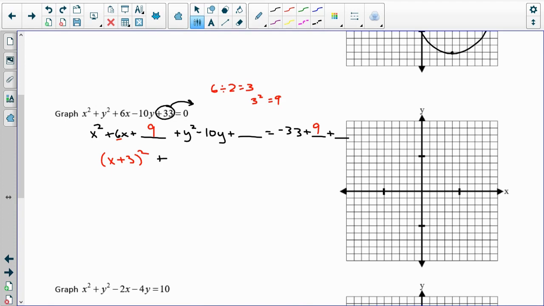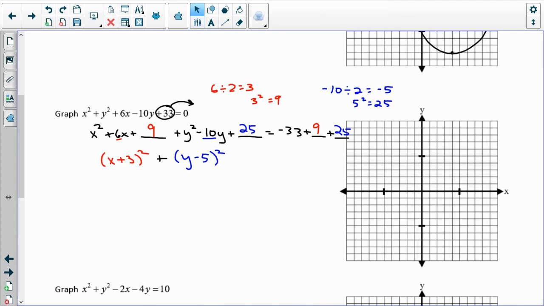Now, let's take a look at y. Negative 10 divided by 2 is negative 5. So I'm going to have y minus 5 squared. Then I square 5. 5 squared equals 25. So I'm going to put 25 in both of these blanks.